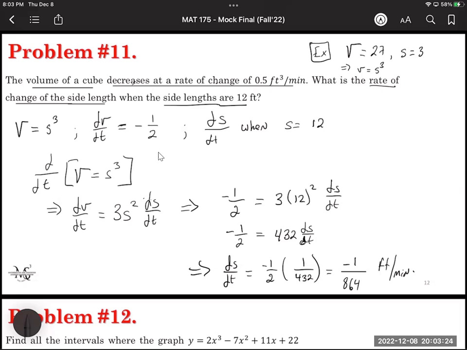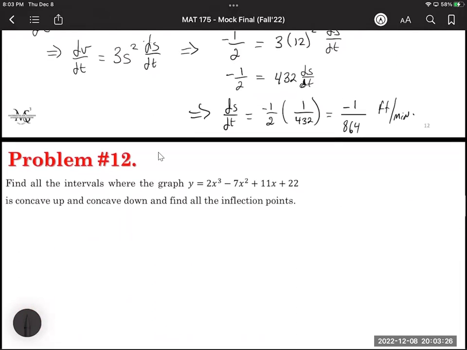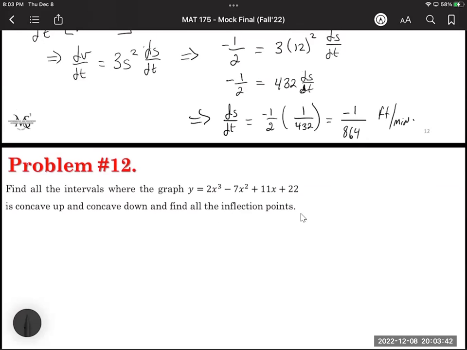All right, let's go on to problem number 12. Problem number 12 states, find all the intervals where this graph y equals 2x cubed minus 7x squared plus 11x plus 22 is concave up, concave down, and find all the inflection points. Because it states concave up, concave down, and inflection points, how many derivatives are required to solve this problem? 2. Yeah, that's right. You need 2 derivatives.